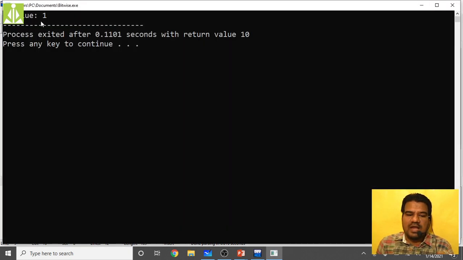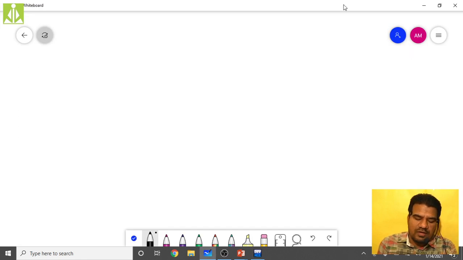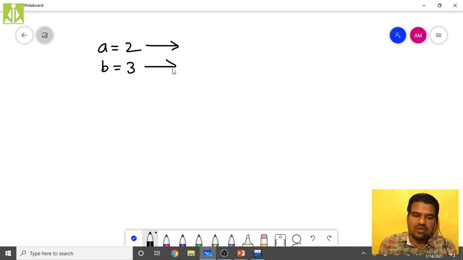Here we are getting the value as 1. Why we are getting 1, we need to discuss. This bitwise operator operates at bit level. The a value is 2 and the b value is 3, you remember. Now we have to convert this 2 into binary, and this 3 also into binary, and then perform a XOR b.